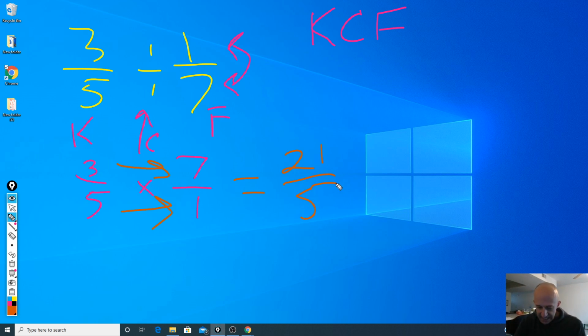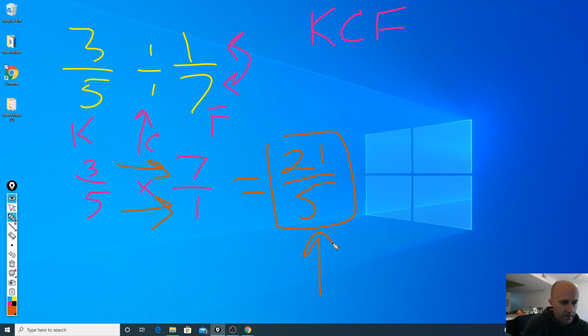Now, depending on the directions of whatever question you were given, could you leave it in this form? I mean, you could. If I were to give you a test and say, now divide these two fractions, you would ask, do I have to change this to a mixed number or not? Because technically that is an improper fraction. Okay, I'm going to change 21 over 5 to a mixed number.